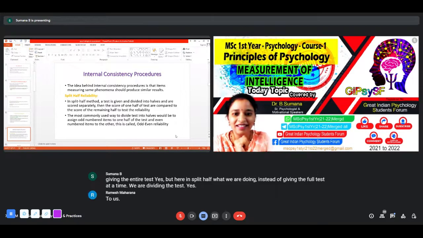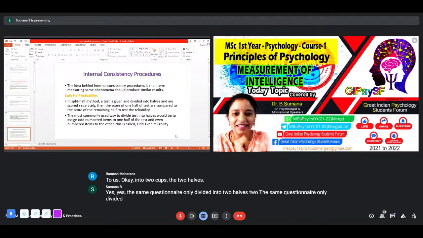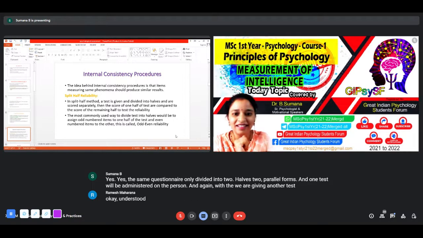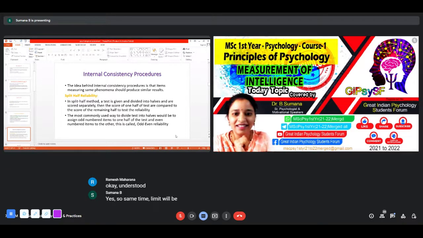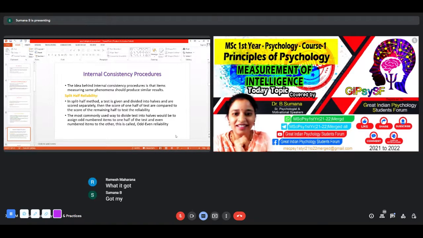The same questionnaire is divided into two halves, two parallel forms. One test will be administered to the person, and then we give the other test. The same time limit and the same difficulty level questions will be given, with the same administrative procedures, so there is no difference. Got my point? Got it. Thank you.